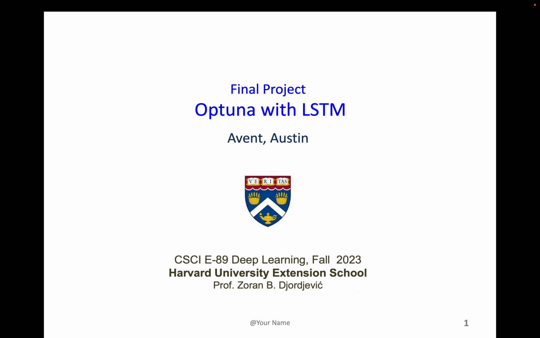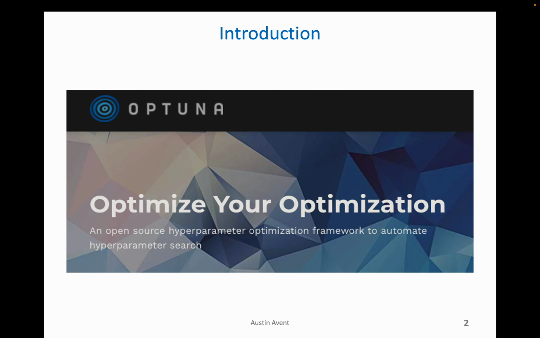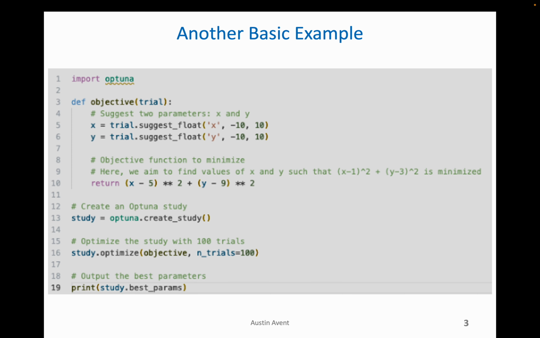My name is Austin. I chose to work with Optuna and I'm using it with LSTM to predict stock price movement. So Optuna helps you optimize machine learning models by trying out different hyperparameter combinations. And I'll just use this basic example here to show you how it works.